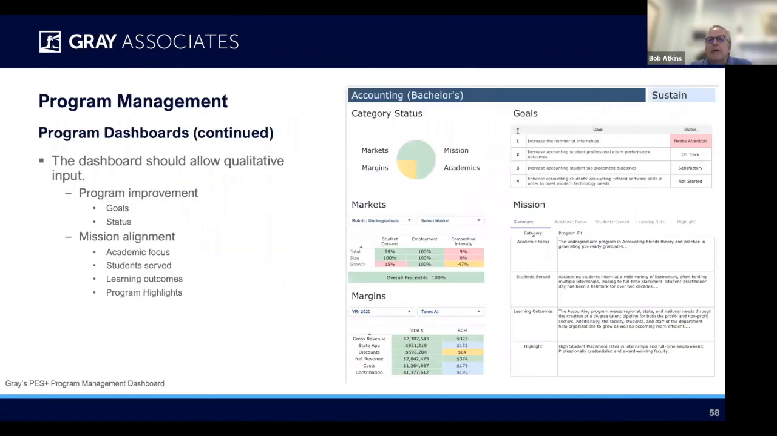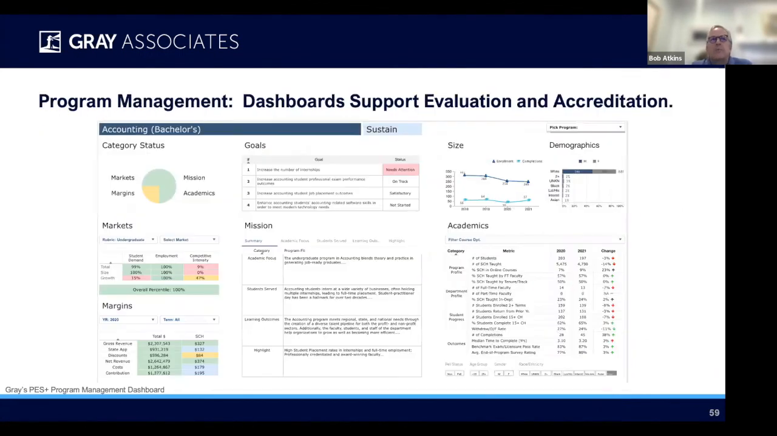Now, to help you with all of that, we provide a program dashboard that pulls all this together. And it looks at the status of all 4 categories. It allows you to look at summary data on markets, summary data on margins. On the right-hand side, you have a bunch of academic indicators like DFW rates and number of completions and number of students. So it summarizes all the critical data about the program on a page. And of course, you can click through to the systems that drive that.